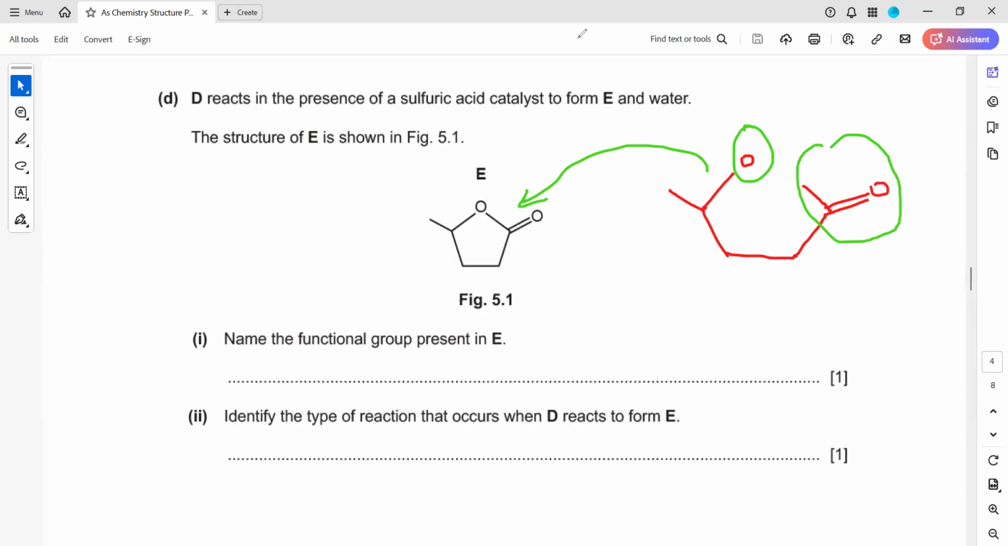Is it clear how we predicted the structure of the molecule which reacted to form this ester? Any question or doubt in this?